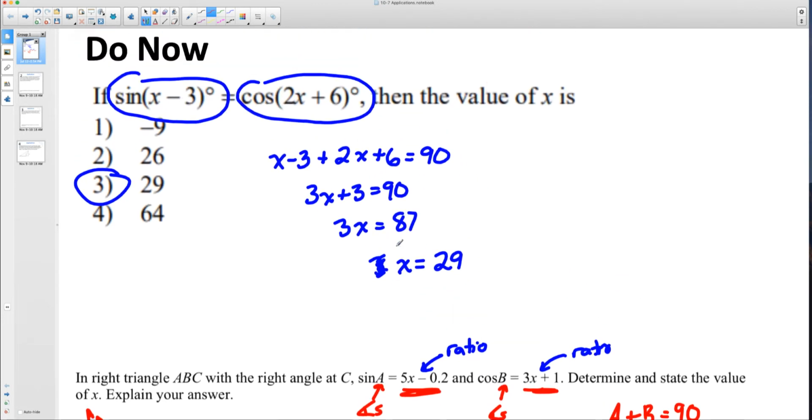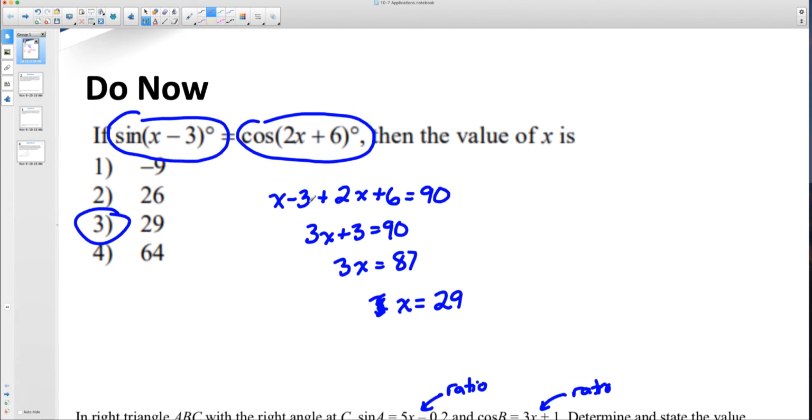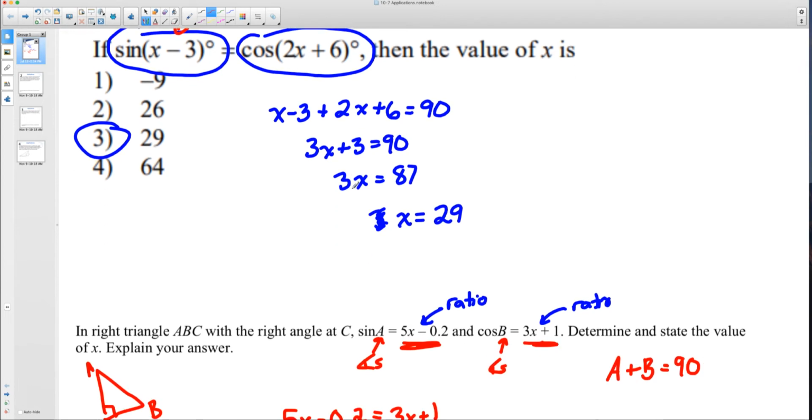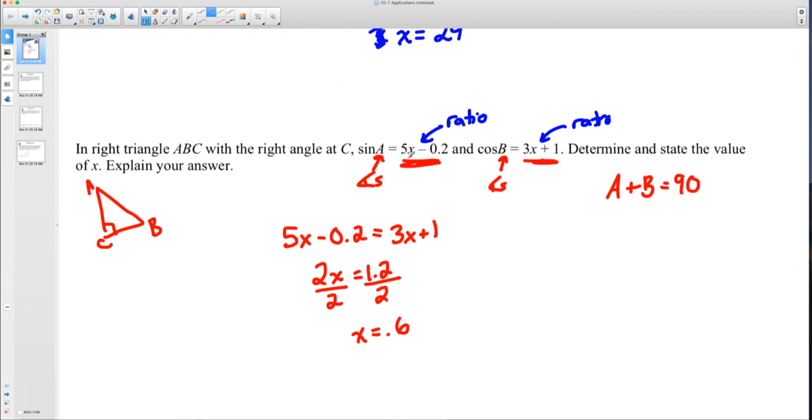Now in the first one, x is in the angle portion. So x, the variable, is where our angle should be. So if the variable is where the angle is, then you're going to add those angles to 90 degrees. Whereas in the second one, the variable was where the ratio should be. So you're going to set the ratios equal to one another.